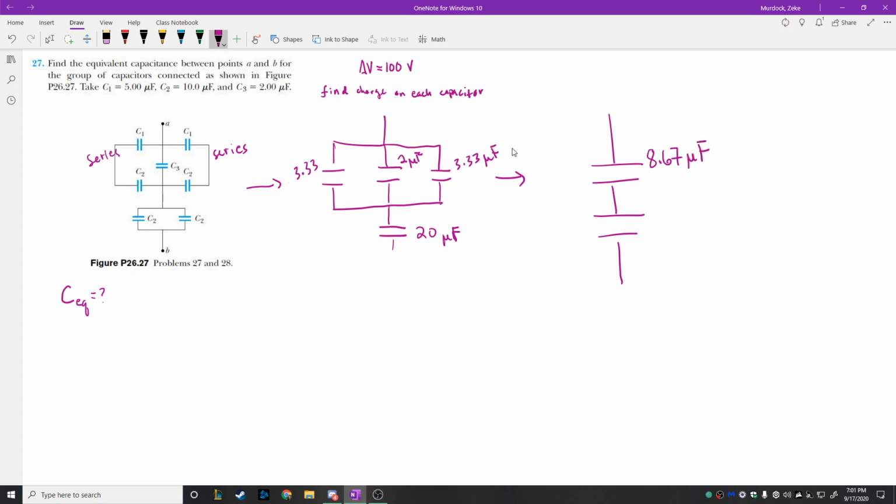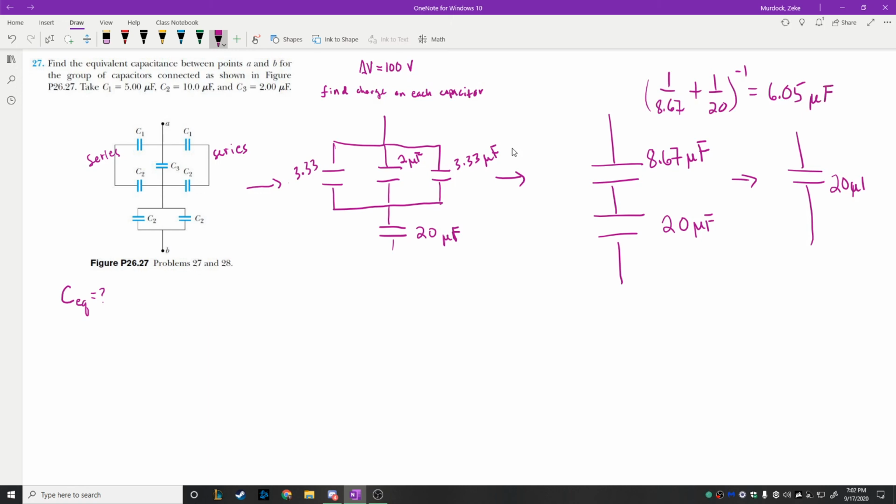And the bottom one is 20, and then we just reduce that down to one final one right here. It's 20 microfarads. Nope, 20, not 20. The answer that you guys got from the last one: you do 1 over 8.67 plus 1 over 20, take that to the -1, and you'll get 6.05.